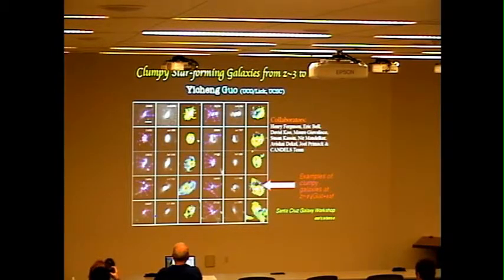In this work, I'm going to talk about clumpy star-forming galaxies from redshift 3 to redshift 0.5, and this work is done together with many members in the CANDELS team.